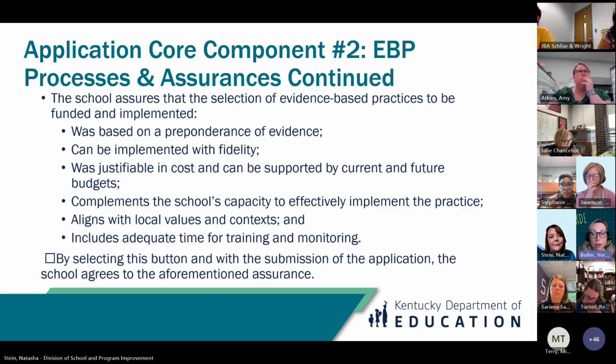All right, so as a final note for core component number 2 of the application, schools will be asked to agree to a set of assurances. This slide lists those assurances that you must agree to within the application. The school-level applicants will check a box on the template acknowledging that you agree with those. Once the application is completed in that template and handed off, the district will check that same box in the GMAP application.